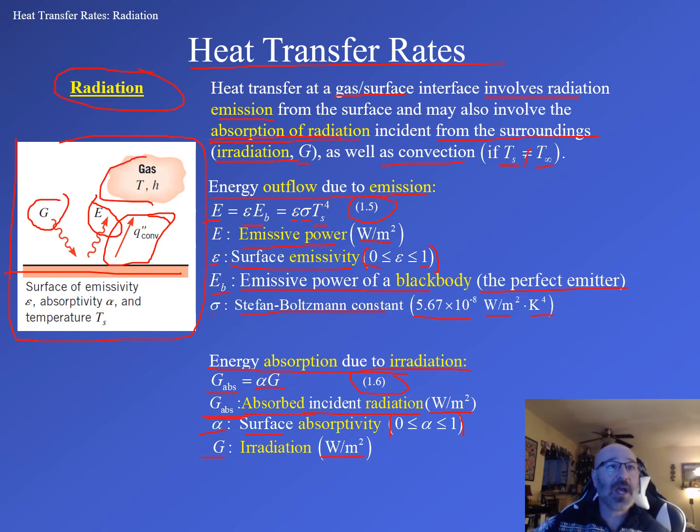We have our surrounding gas with its temperature and our h value there. This is surface emissivity, our epsilon. Absorptivity is our alpha, and our surface temperature is given to us as T sub s. So this is typically what we could see for an example problem or a homework problem if we're talking about radiation. And again, as a quick overview, our governing equations: equation 1.5 for our emissive power, and 1.6 for our radiation equation for energy absorption.